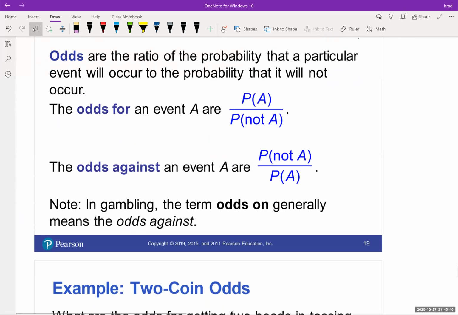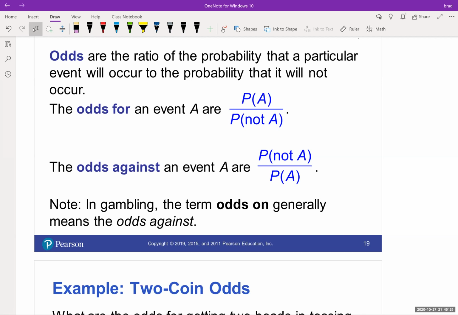Odds are a little bit different. Odds are the ratio of the probability that a particular event will occur to the probability that it will not occur. So the odds for an event A are the probability of A over the probability of not A. And the odds against an event A are the probability of not A divided by the probability of A. So it just depends on whether it's the odds for or the odds against, which one you divide. I don't know if there's an easy way to memorize it, but the odds for always have the probability of A on top divided by the probability of not A, and the odds against just flip-flop.